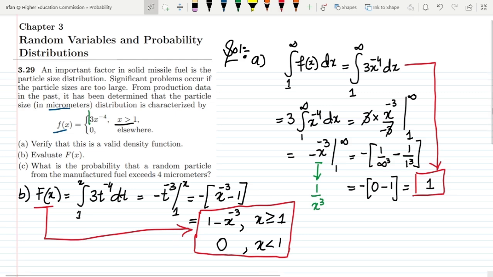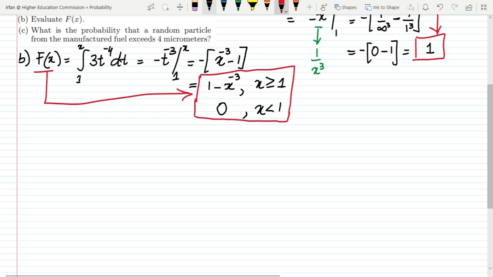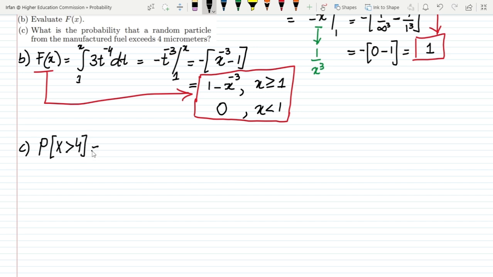So in order to solve part C of it, let me move down somehow. Here I have to find out what is the probability that a random particle from the manufactured fuel exceeds 4 micrometers. In order to do so, I have to find the probability that x is greater than 4. How can I find it out? I can find it from 1 minus F of 4.